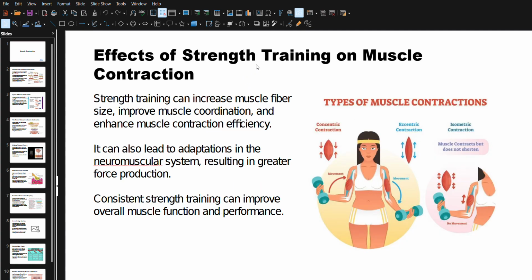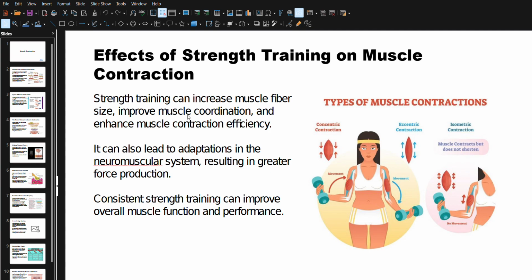Next, effects of strength training on muscle contraction, meaning how we can train our muscles in a proper, healthy way. We'll see now, strength training can increase muscle fiber size, improve muscle coordination, and also enhance muscle contraction efficiency. That means simple exercises, walking, or simple, not very heavy exercise, even a simple exercise will work to increase the efficiency of muscle contraction.